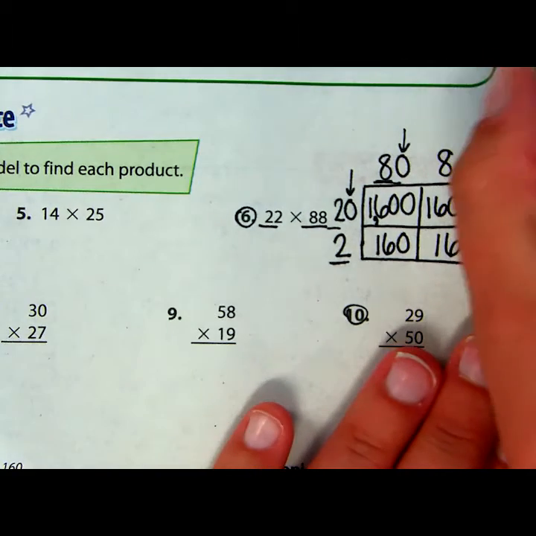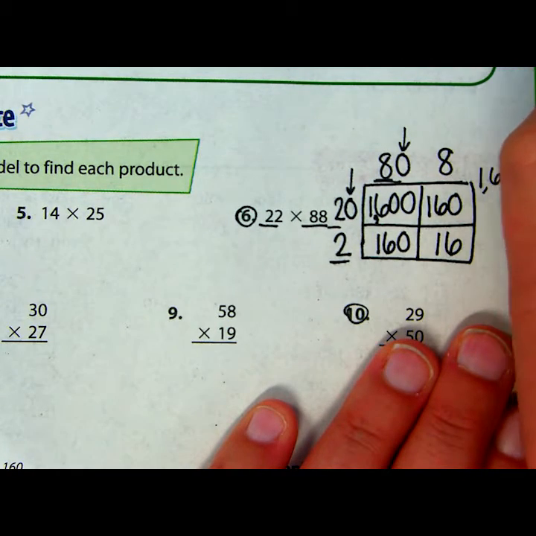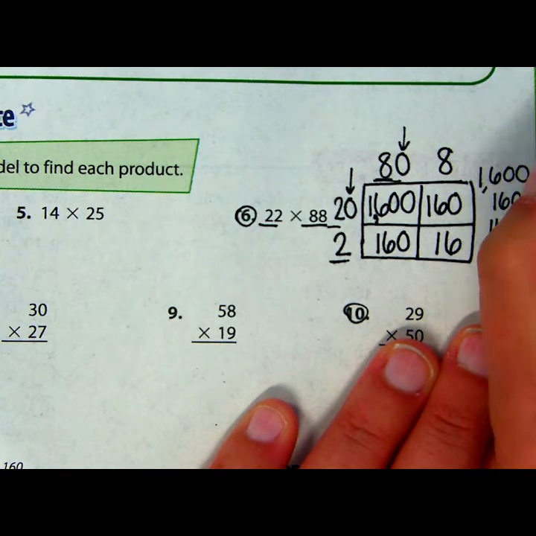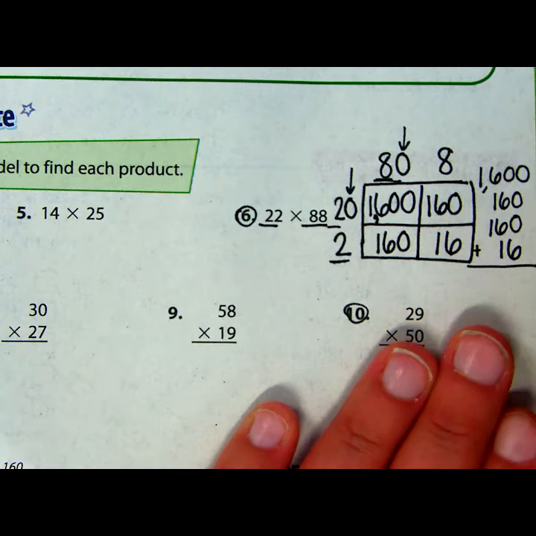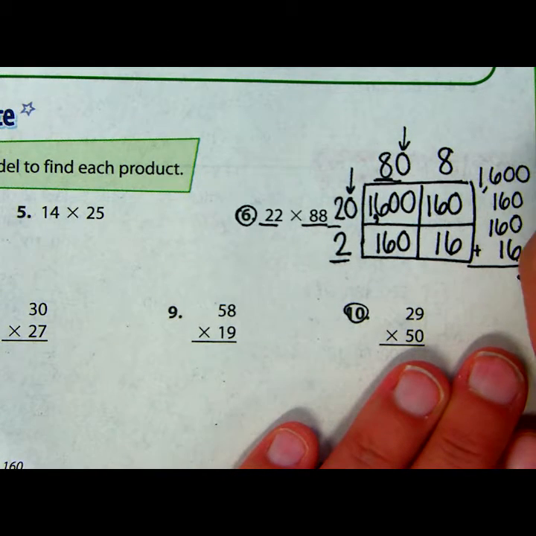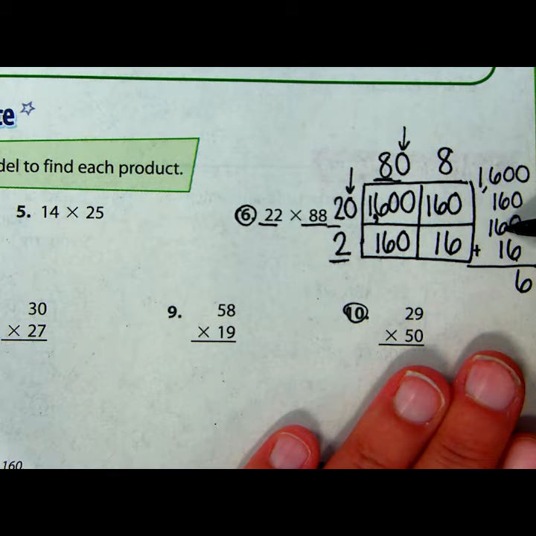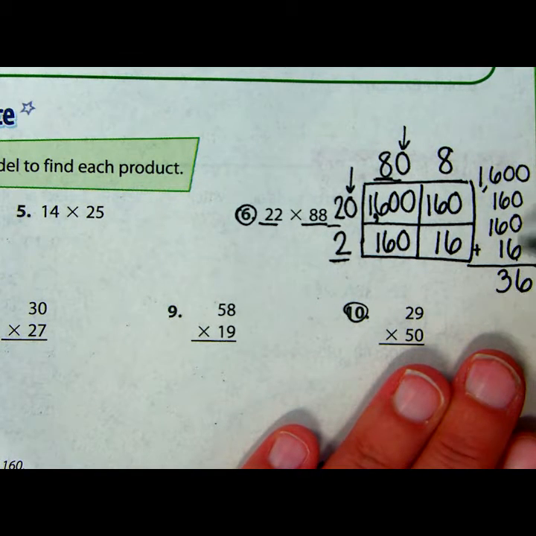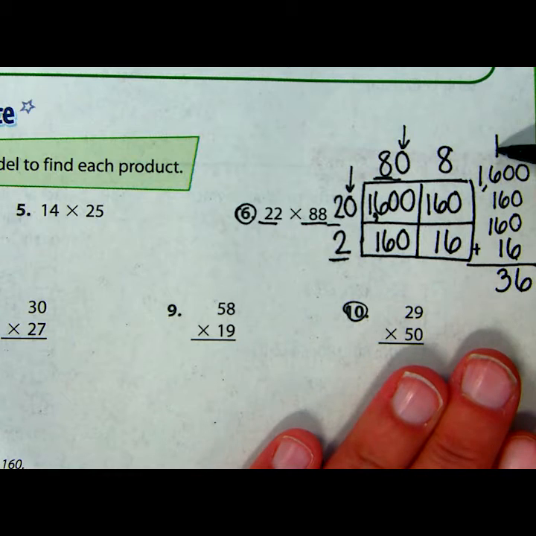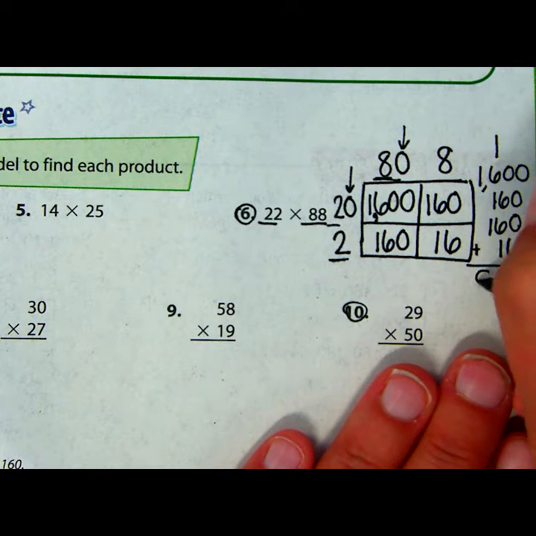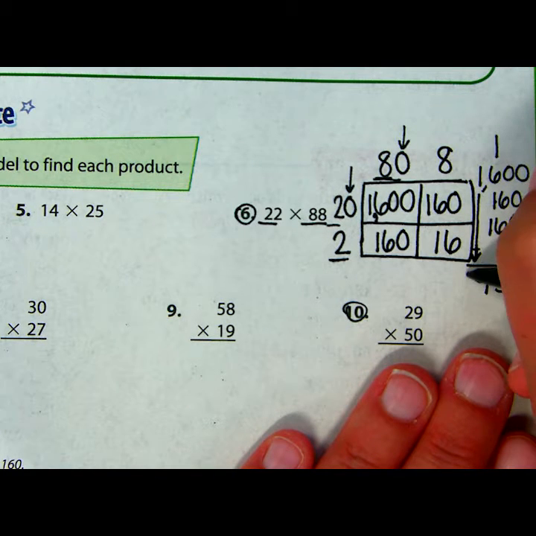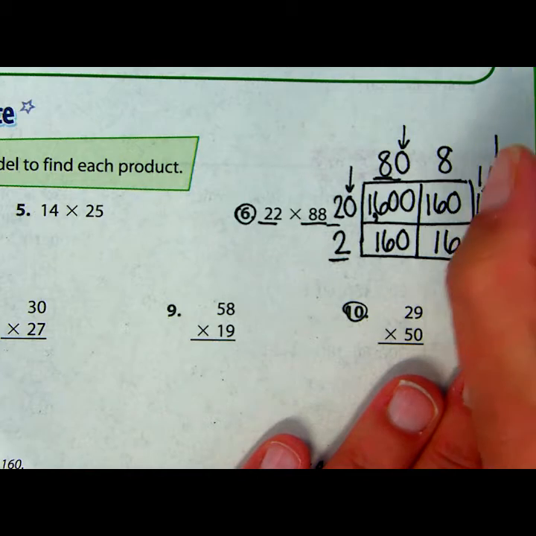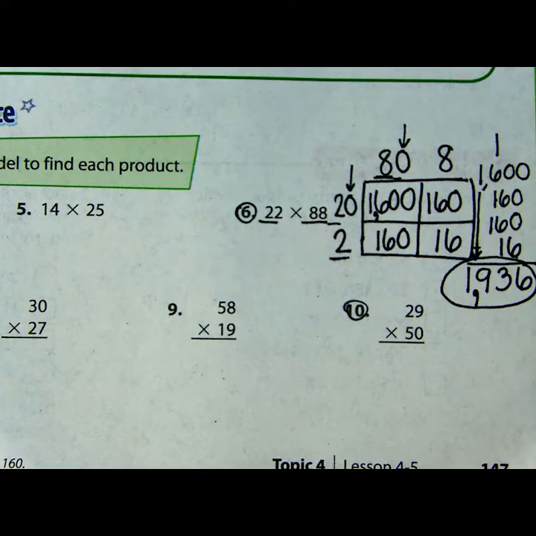So now I can add these partial products of 1,600 plus 160, another 160, and 16. And when I add those together, 0, 0, 0, 6, that would leave a 6 here. 6 plus 6 is 12, plus 1 more is 13. Carry my 1. 1 plus 6 is 7, plus 2 more, 8, 9. And 1, I have nothing to add it to, so I'm going to bring that down. I have a product of 1,936.